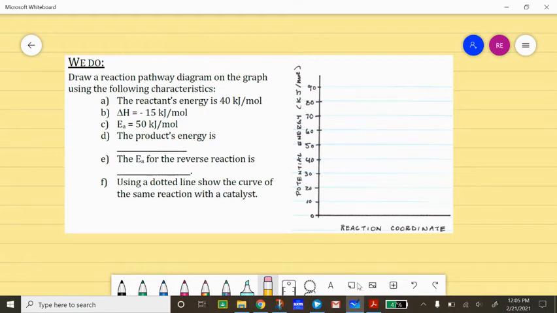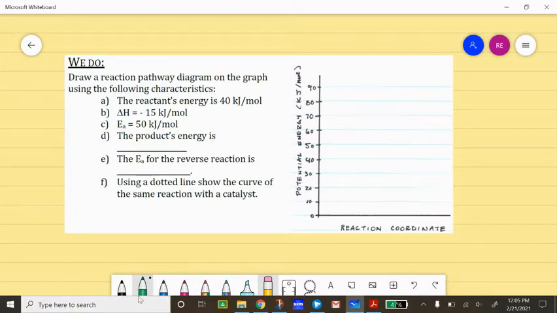Okay, we are going to draw a reaction pathway diagram, and we want the reactant's energy to start at 40 kilojoules per mole. We want to show a change in enthalpy of 15 kilojoules per mole, and we're going to have an activation energy of 50 kilojoules per mole.